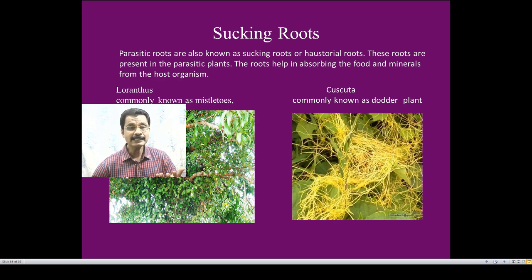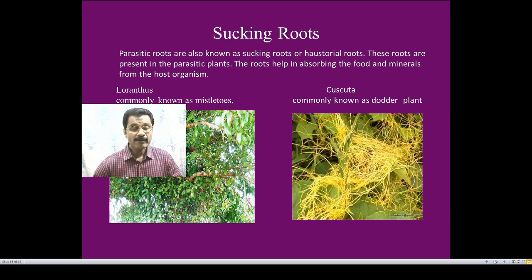Another special function is sucking roots in the case of parasitic plants. What are parasites? Parasites are those plants that depend on other plants for food and shelter. They absorb nutrients from the host plant. It is usually harmful to the host plant. Example, Loranthus, otherwise called mistletoe.